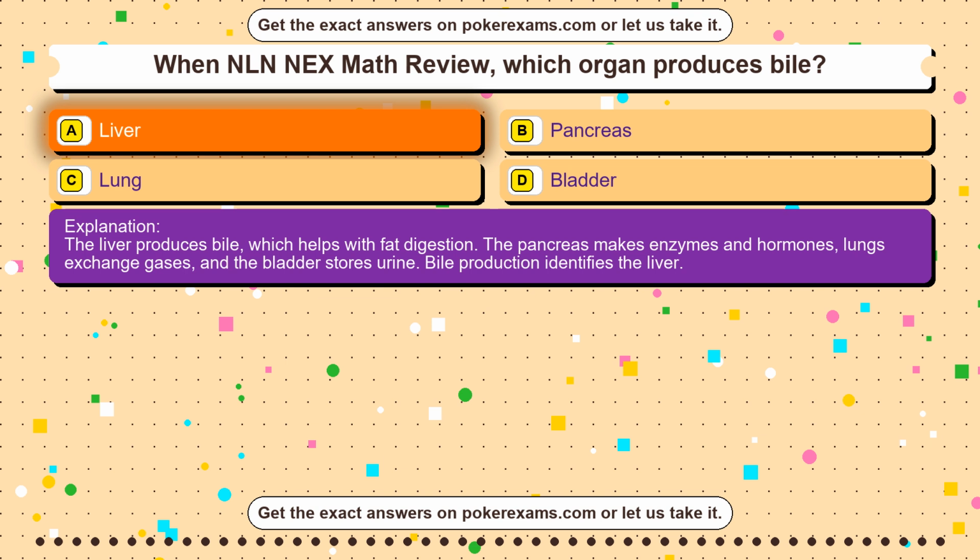The pancreas makes enzymes and hormones, lungs exchange gases, and the bladder stores urine. Bile production identifies the liver.